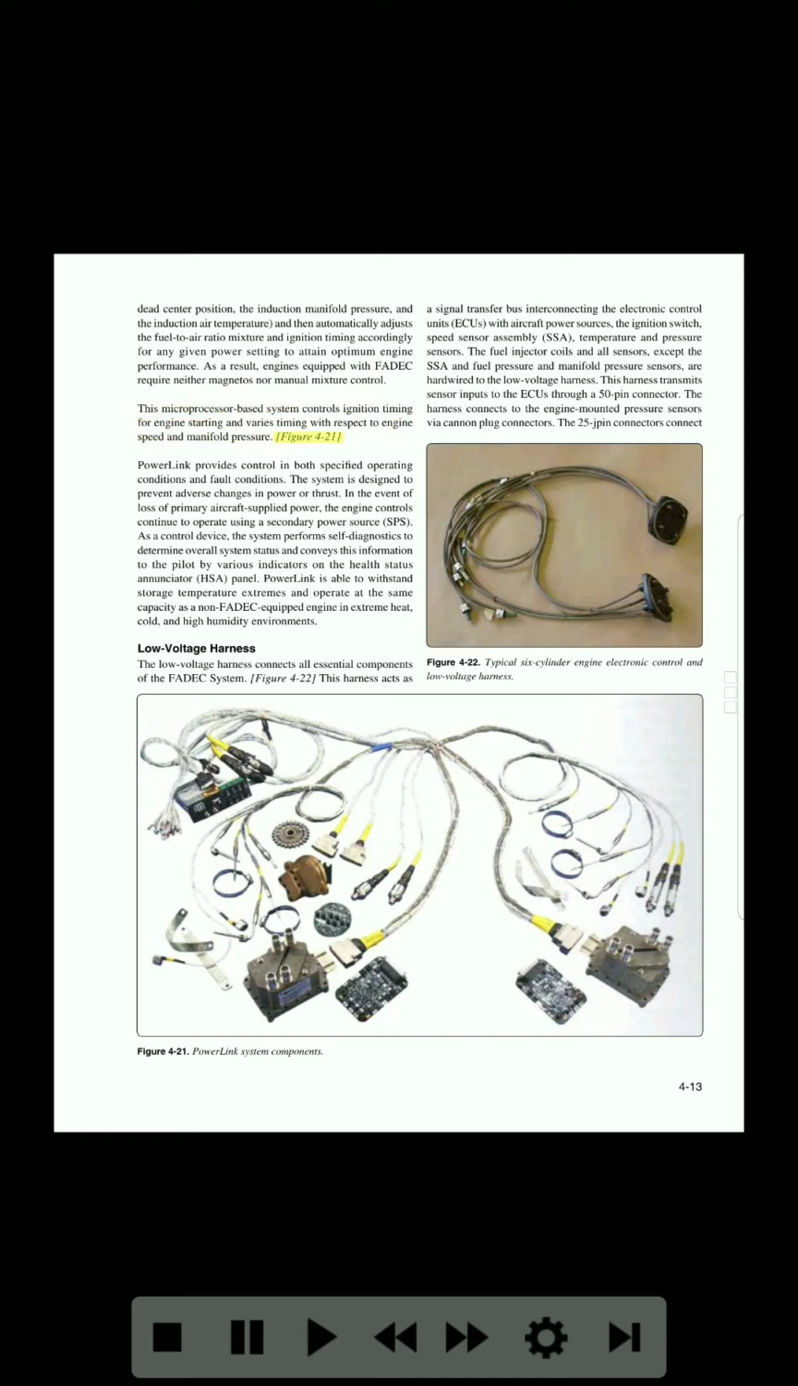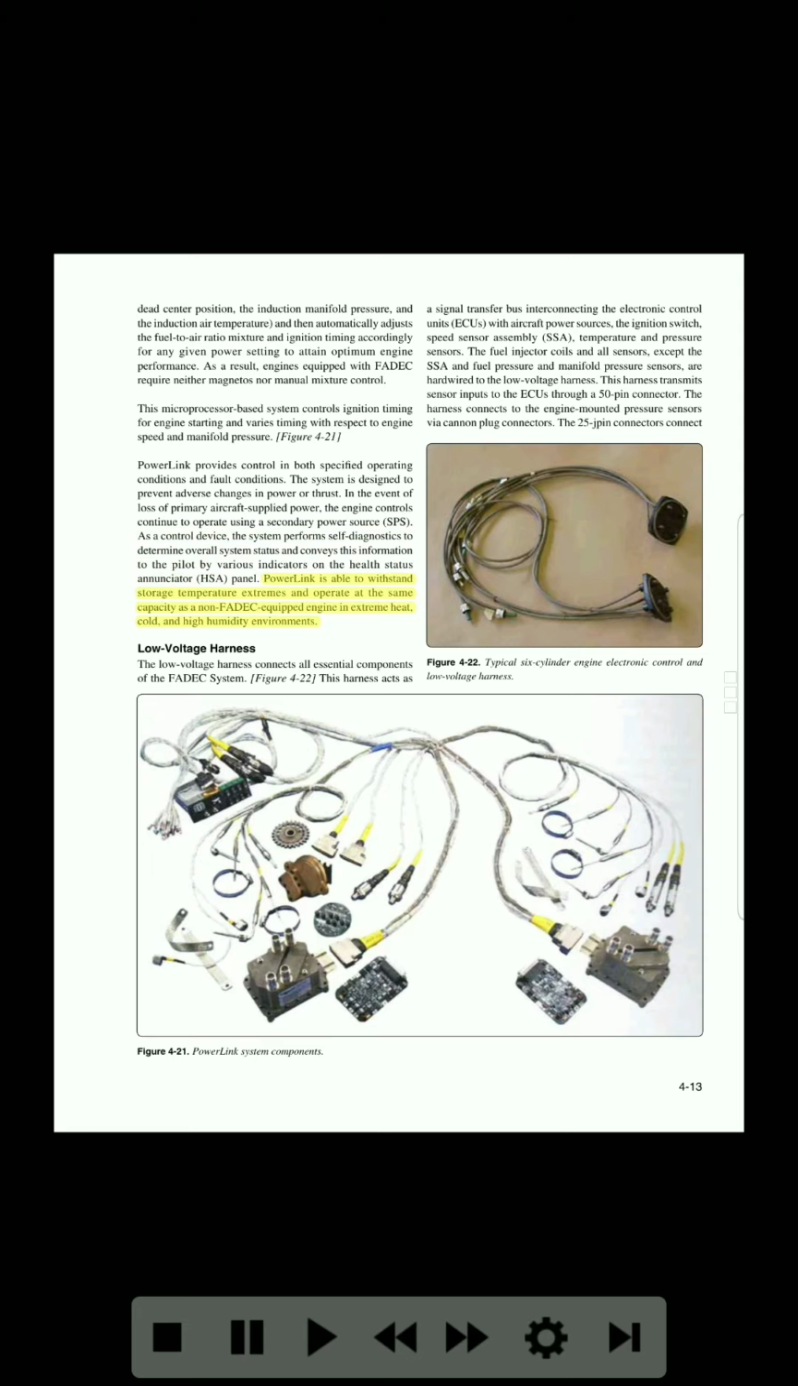Figure 4-21. PowerLink provides control in both specified operating conditions and fault conditions. The system is designed to prevent adverse changes in power or thrust. In the event of loss of primary aircraft supplied power, the engine controls continue to operate using a secondary power source, SPS. As a control device, the system performs self-diagnostics to determine overall system status and conveys this information to the pilot by various indicators on the Health Status Annunciator, HSA, panel.